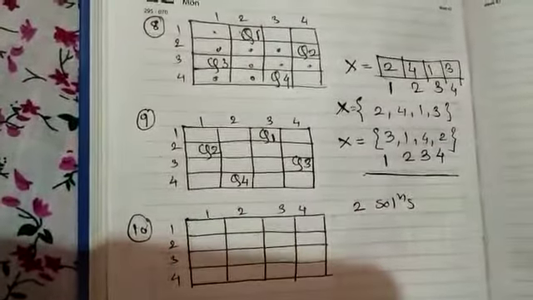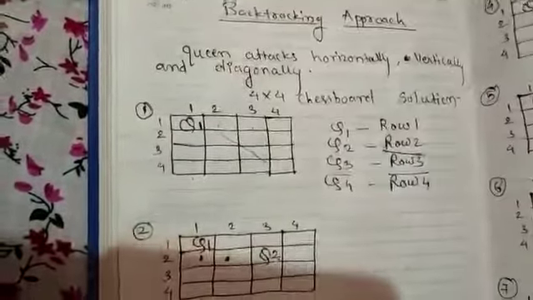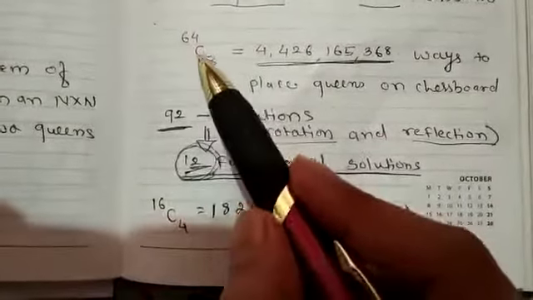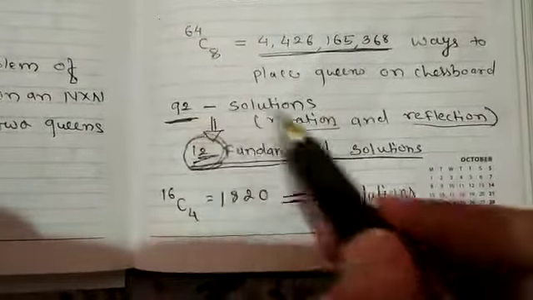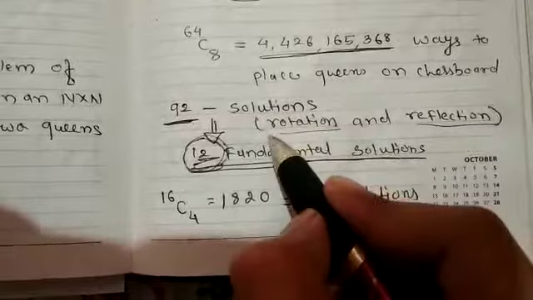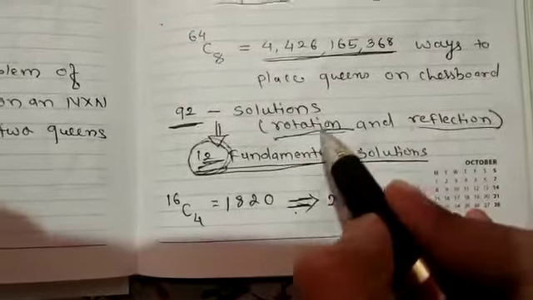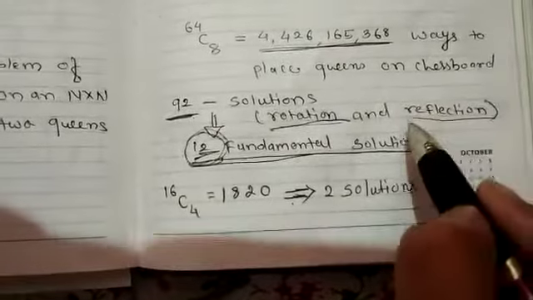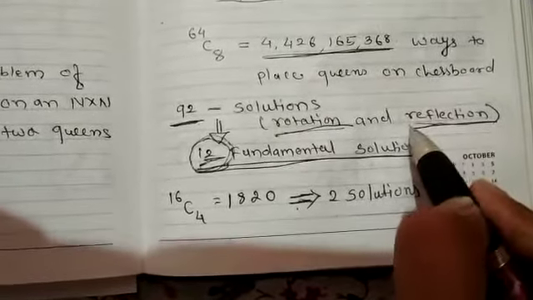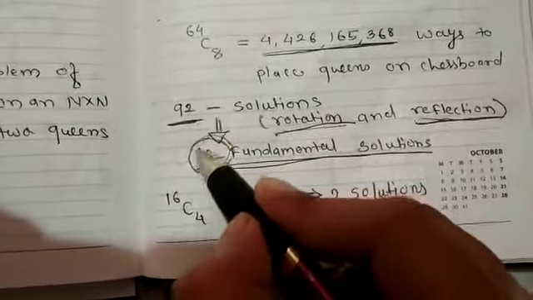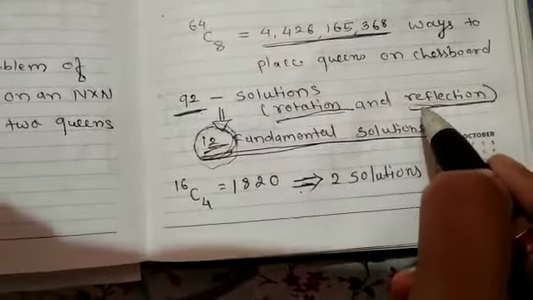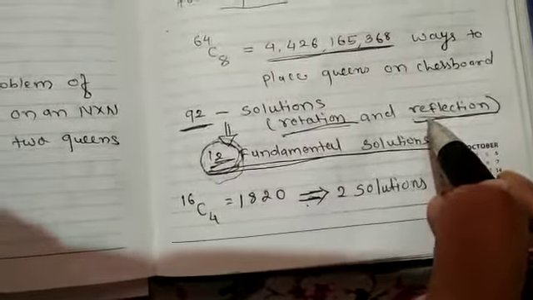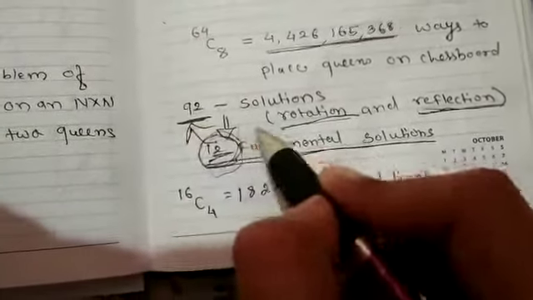As we discussed in a previous video, if we try all these positions, then we get 92 solutions, but these 92 solutions are obtained by applying rotations and reflection. Just now I have shown you how we get another answer with the help of reflection. So the actual distinct answers available are 12, but with the help of rotations and reflection you can have different combinations or different solutions. So then it becomes 92.